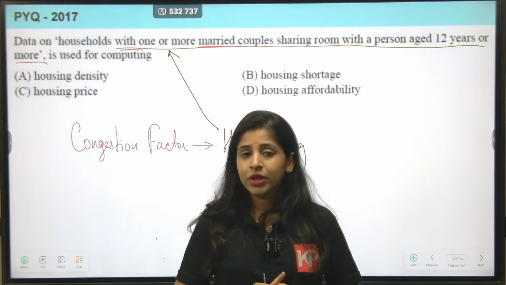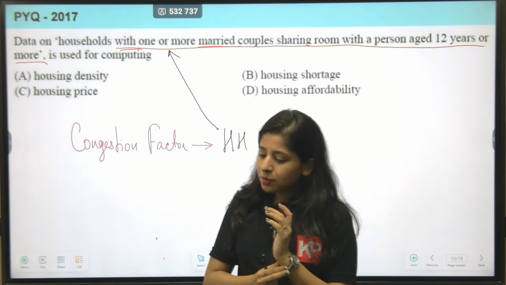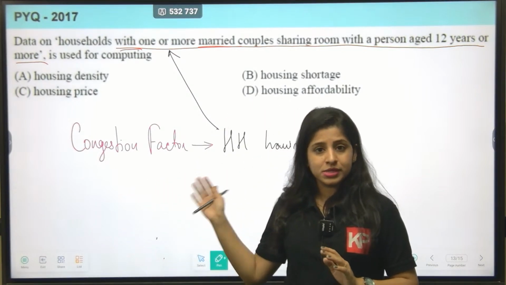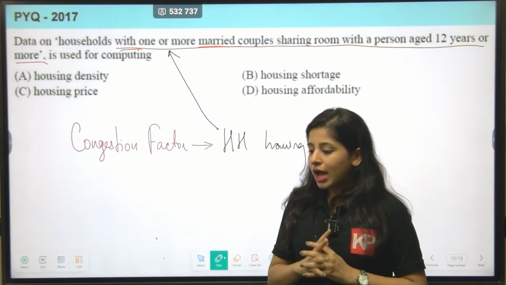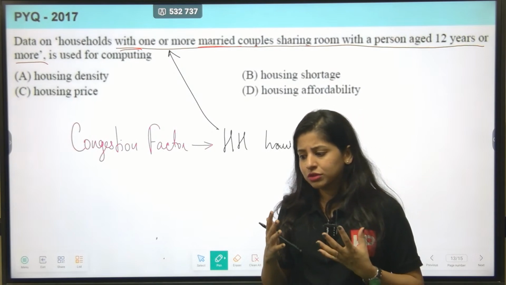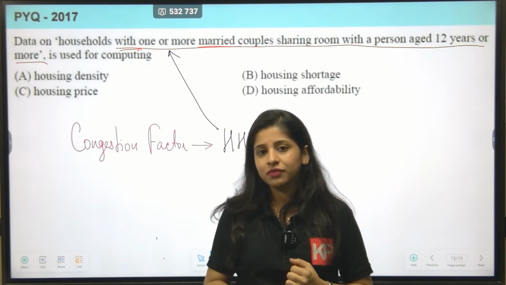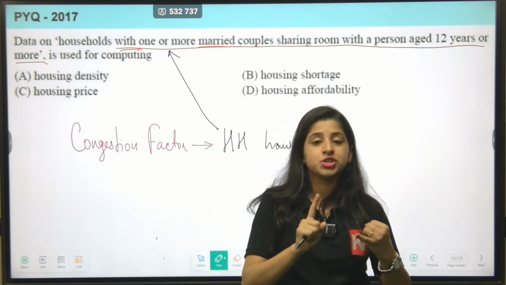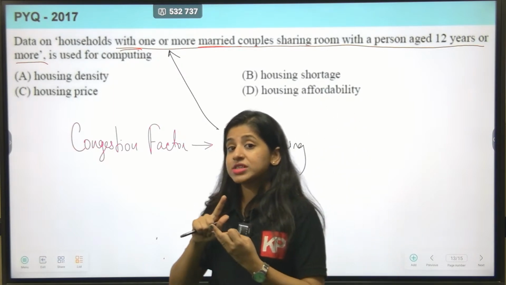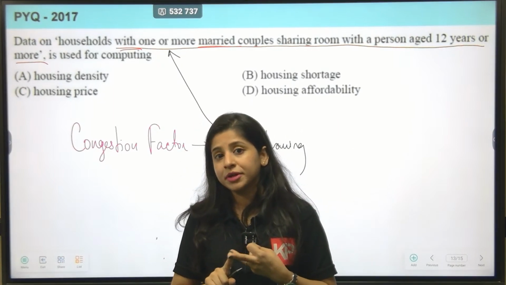Now, when we are talking about housing shortage, this is a very basic calculation which we did here. But actually, when you do housing shortage calculation, what are the factors that we take into consideration? We take into consideration your number of households, your number of existing dwelling units, and your dilapidated dwelling units.